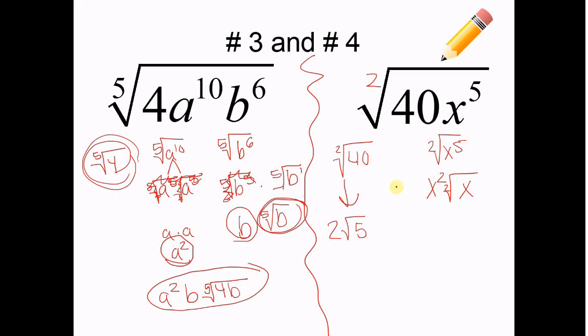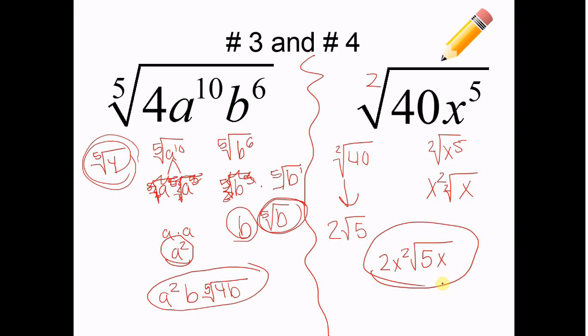So now I'm going to combine what's outside and what's inside. So 2x squared looks like it's sitting on the outside. And I have 5x on the inside. And that is the end of that problem.